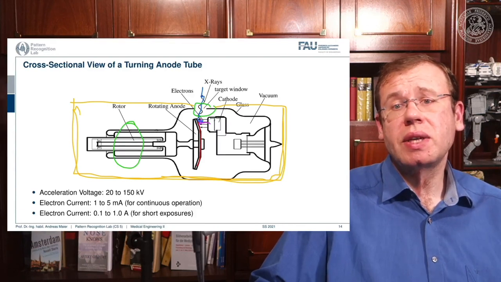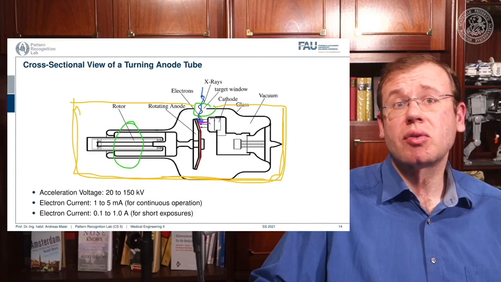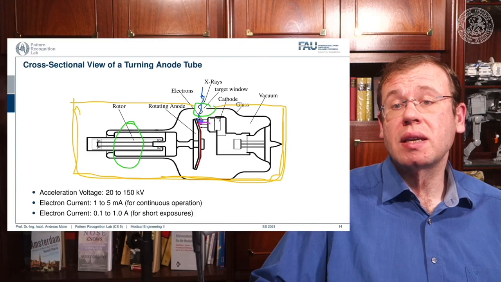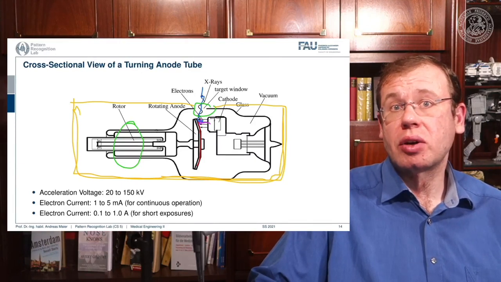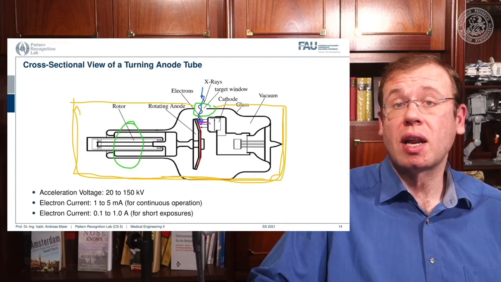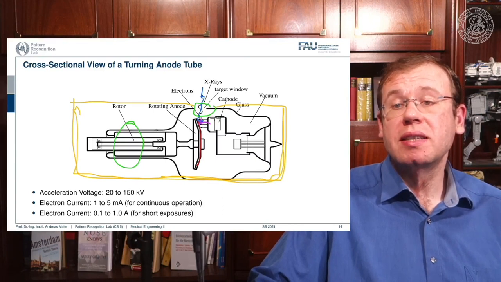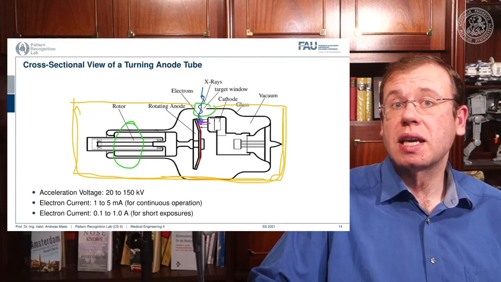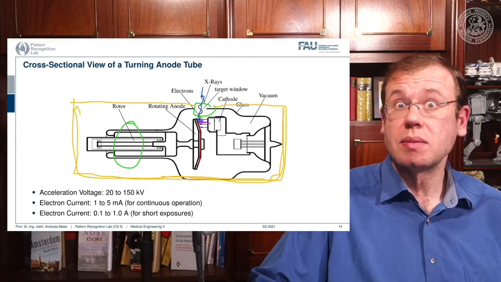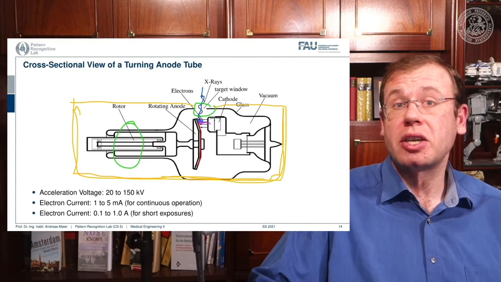Then typically we use voltages from 20 to 150 kilovolts, and then we can generate a different number of photons, and this is determined essentially by the current. And for continuous operation and a continuous movement, typically the current is in the range between 1 to 5 milliamperes. And if you have a pulsed X-ray source that is generating image by image, like you would do with a flash of light in a camera, then you have currents from 0.1 up to 1 ampere. So this is really short exposure, and this allows us, for example, to take really quick shots. And this is also relevant if you have, for example, motion in the scene. So there you want to have very fast shots, because otherwise you introduce additional blurring because the patient is breathing, for example.